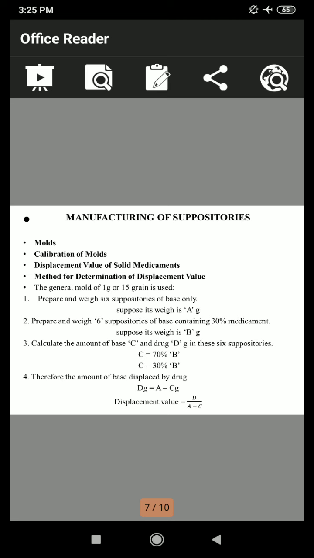Okay, the next point is displacement value of the solid medicament. The volume of different suppositories from the particular mold is obviously uniform, but their weight will vary according to the density of medicament as compared with cocoa butter with which the mold was calibrated. Consequently, products made from the mold cannot be prepared accurately unless allowance is made for the alteration in density of the mass due to the added medicaments. The quantity of medicament which displaces one part of cocoa butter, that is called the displacement value, is the most convenient method of making the allowance.